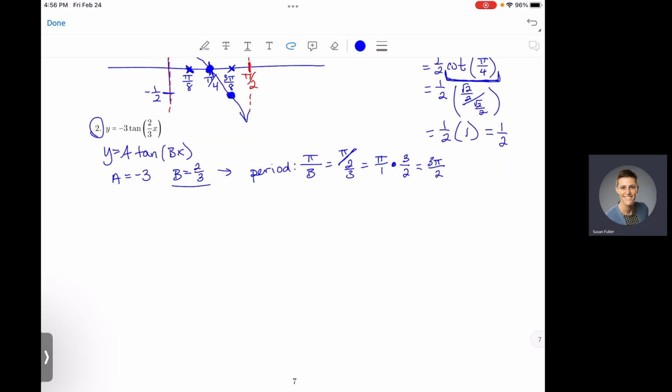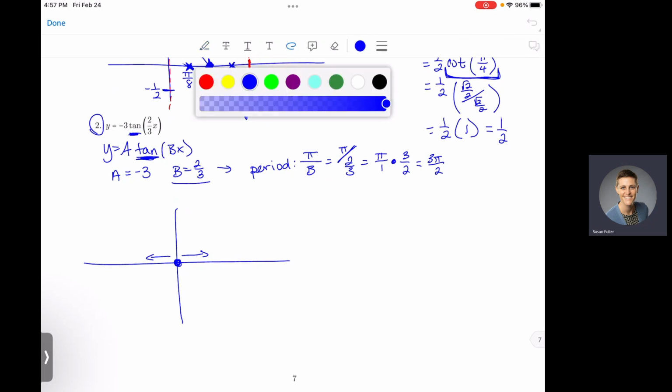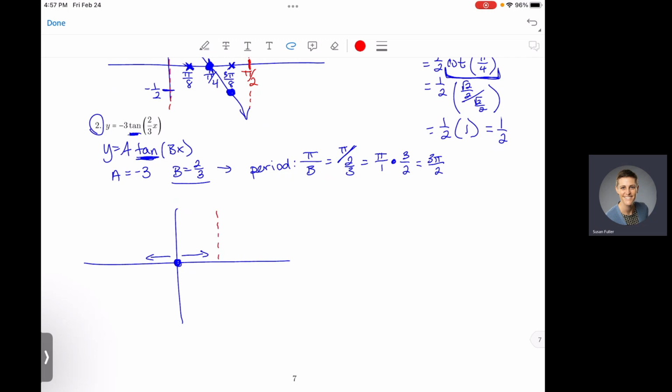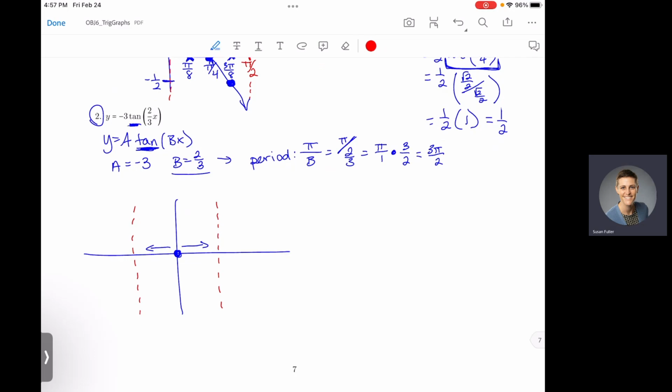Okay, so since our period is 3 pi over 2, now we have to figure out what that means for our asymptotes. This is a transformed tangent function. Tangent has an x-intercept at 0, and you're going to go half the period in either direction to get your vertical asymptotes. So we are going to have vertical asymptotes at either end here. We'll have one over here and one over here. And the distance that you go away to these asymptotes is going to be half your period.